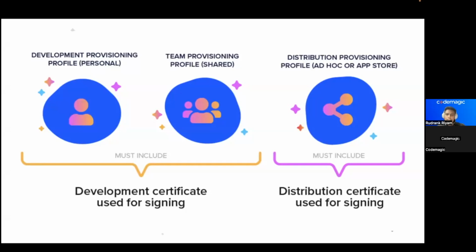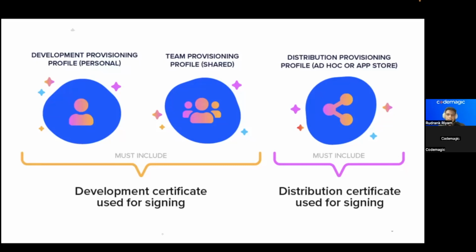There are two types of code signing certificate. The first one is the development certificate that is for testing and debugging. And the other one is for distribution, which is for signing your app for TestFlight, App Store, or enterprise distribution, or if you want to send your app to third-party services like Firebase App Distribution.